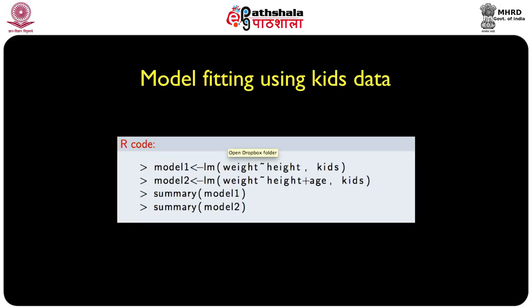And the second model is again fit using the LM function, but we fit the model using weight as the response and height as well as age as the two predictor variables. Then using summary, we look at the output for the two models.